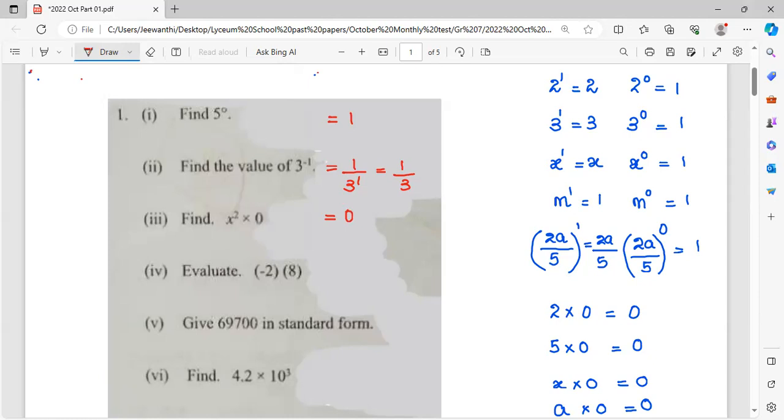Because we know 2 times 1 is 2, no? So then 2 times 0 is 0. 5 times 0 is 0. Any number, maybe a decimal number, a whole number, a fraction, or an algebraic term, whatever it is, when you multiply it by 0, it gives you the answer 0.